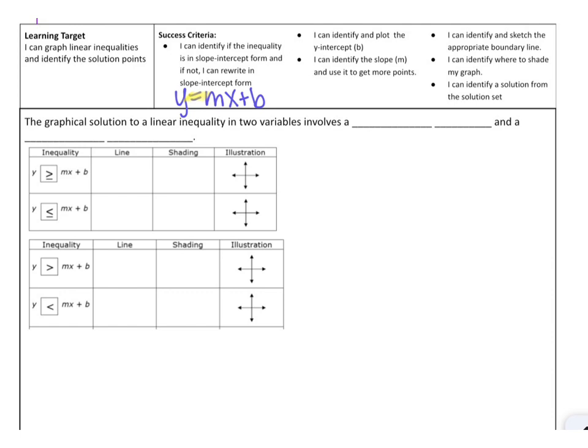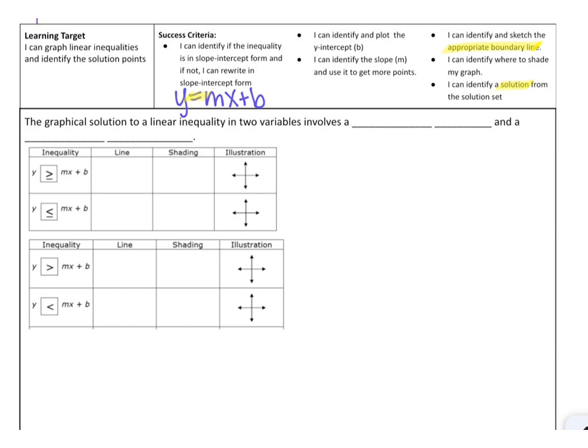From there, we need to identify the y-intercept, identify the slope, use it to get more points, sketch the appropriate boundary line. We're going to talk about two different kinds of lines, and then identify where to shade, either above the line or below the line, and then be able to identify if a point or a solution, remember solution is a point, is in the solution set or in the shaded region. So let's go ahead and get started.